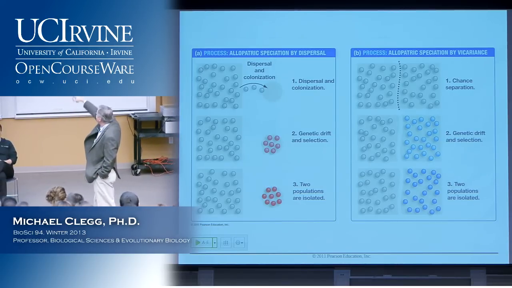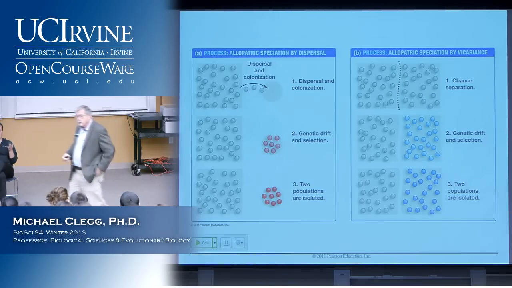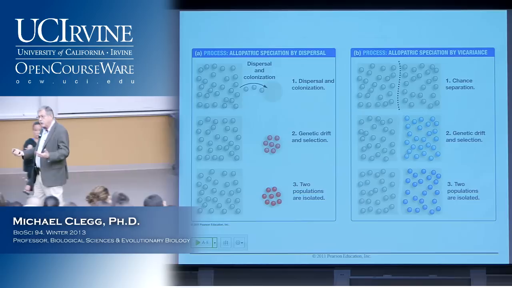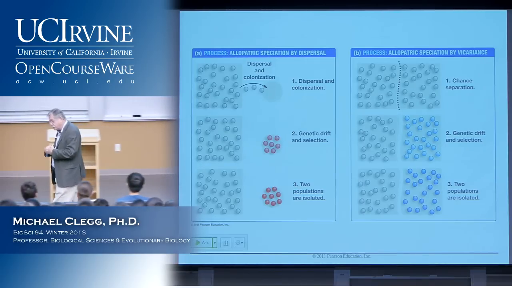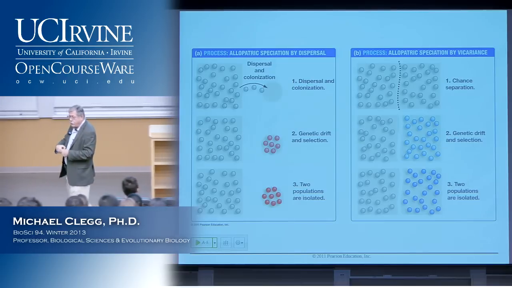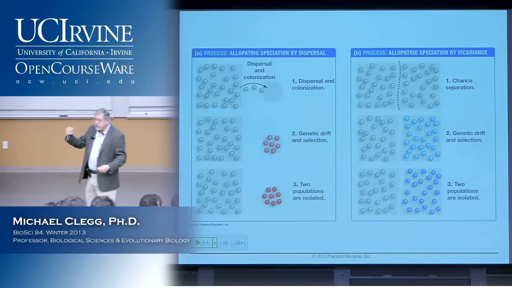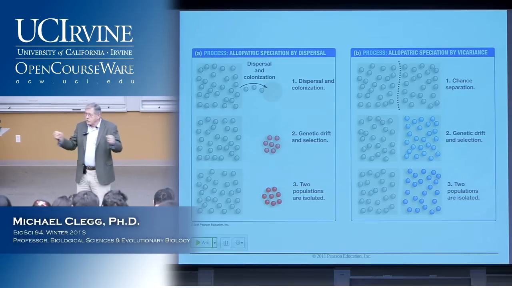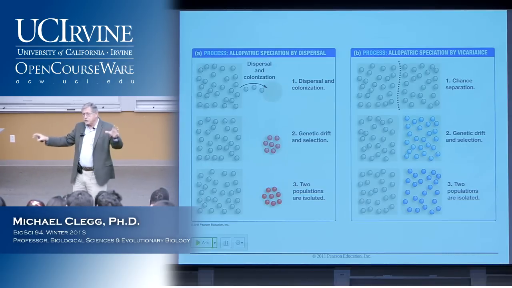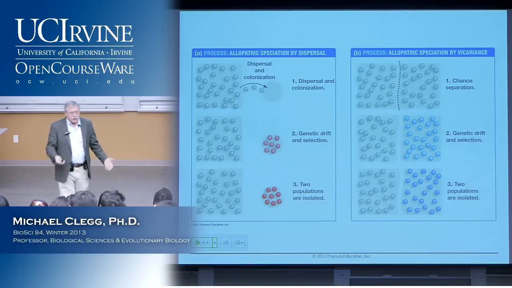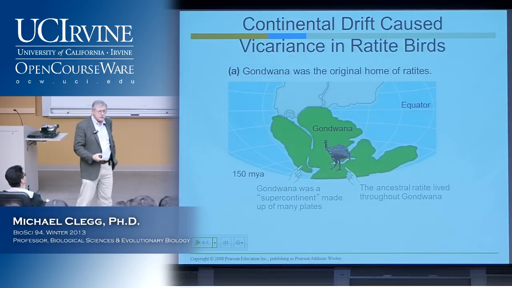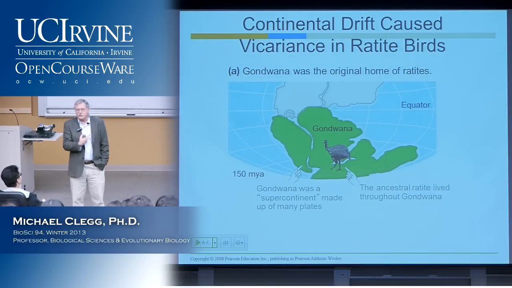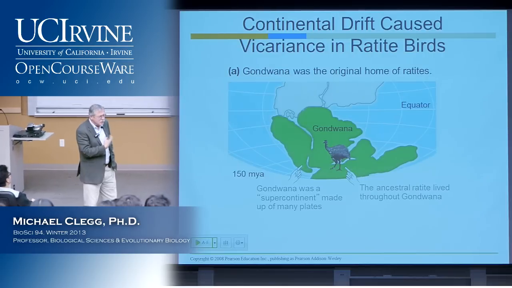The vicariance model, there's some sort of separation. Maybe it's a large river that separates two populations, and they remain separated, and they can't cross the river, so they can't mate. And over a long period of time, mutation, genetic drift, and natural selection for different adaptations in the two regions lead to the accumulation of sufficient differences that they're recognized as different species. So here's an example of a vicariance process. This one's not in your book.